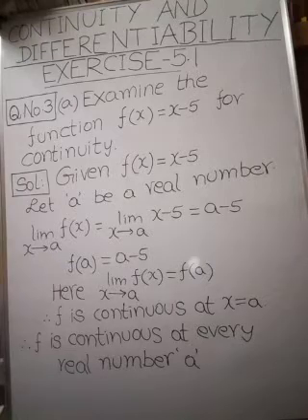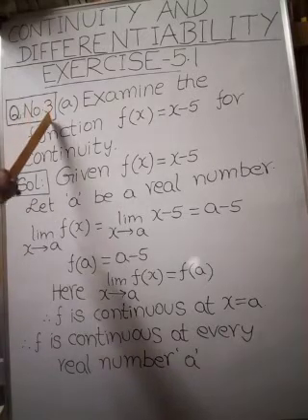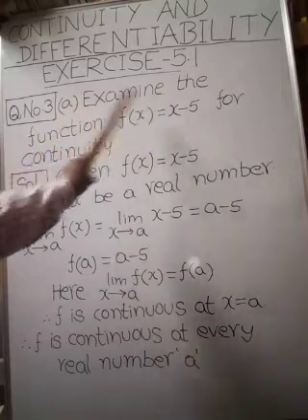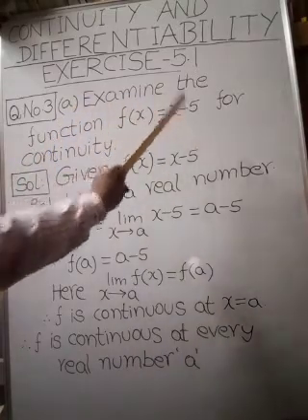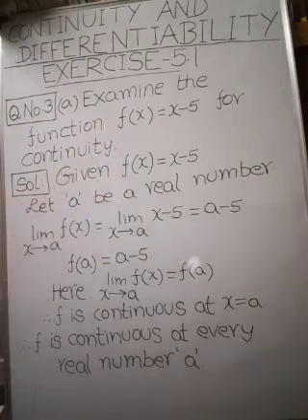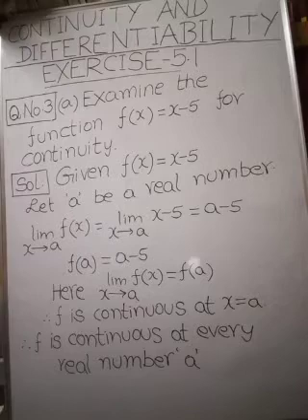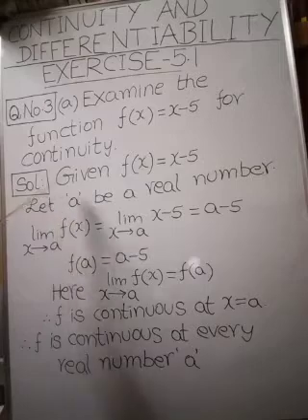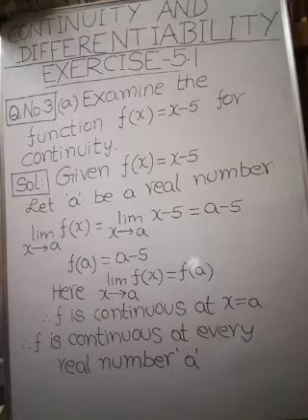Now I am taking question number 3, the third question. See here, third question, question number 3. First part: examine the function f of x is equal to x minus 5 for continuity. If you observe this question, here a point is not mentioned, particularly a point is not given to check the continuity of the function. Okay my dear children? Now come to the solution part. Given f of x is equal to x minus 5. Here we have written the given function. Understood my dear children? Right.